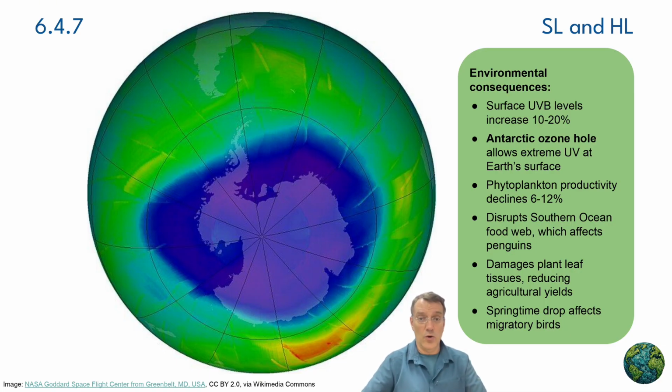This isn't actually a hole. It's an area where ozone concentration drops pretty severely every spring. Surface UVB levels increase by between 10 and 20% in the area that's affected. So the Antarctic ozone hole allows extreme UV to reach Earth's surface over Antarctica. That's caused phytoplankton productivity to decline somewhere in the range of 6 to 12% in the Southern Ocean. That disrupts food webs and affects animals like penguins that depend on those food webs.